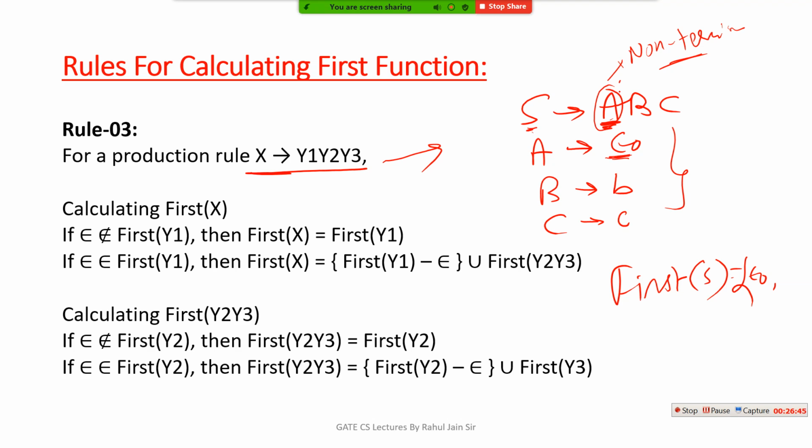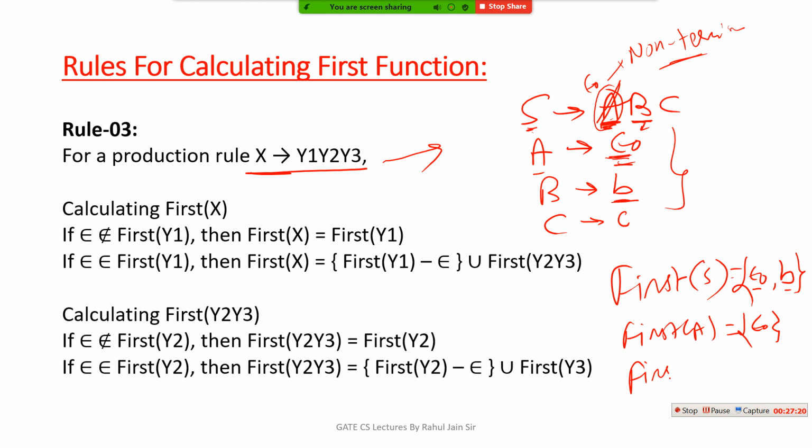Now if I replace this A with epsilon, meaning nothing is there, I also need to count first of S as first of B. Now what is first of B? First of B is small b, so first of S would also include b. And now I can't replace this b with epsilon because there isn't any epsilon, so first of S would be epsilon and b. Now I need to calculate first of A. What is first of A? First of A is epsilon, rule number 1.